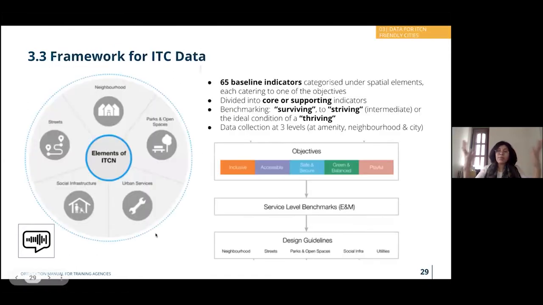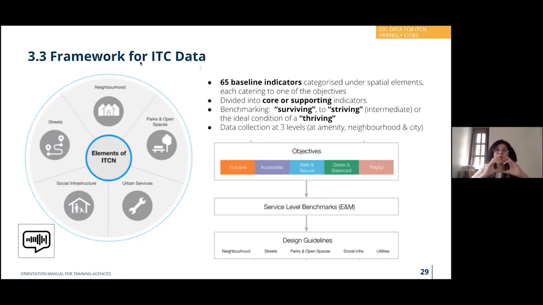So what is this performance measurement framework for ITC? First, there are two parts to it. One is the objectives of ITC. In the last 3 modules, we have very well understood that there are 5 objectives of ITC, right? First is that your neighborhoods have to be inclusive, accessible, safe and secure, they have to be green, and they have to be playful, right? These are the broad objectives guiding ITCN.